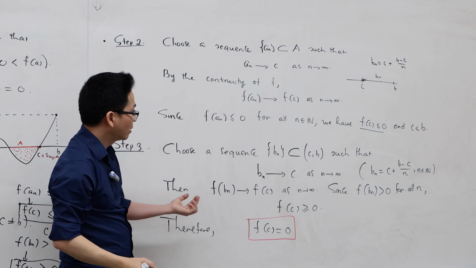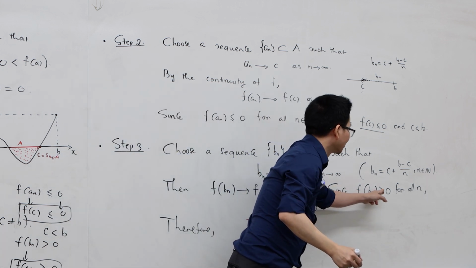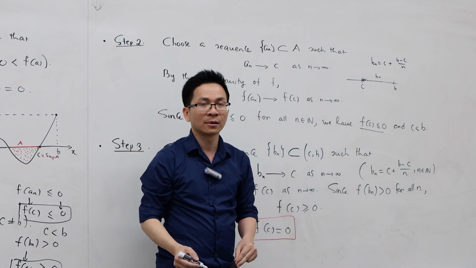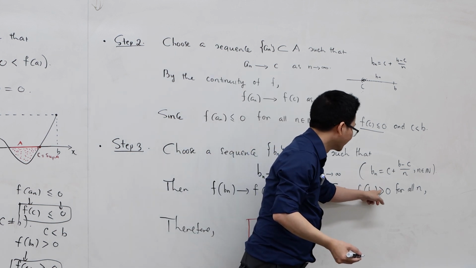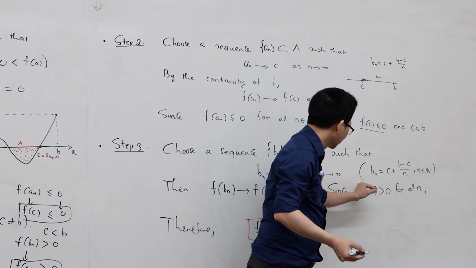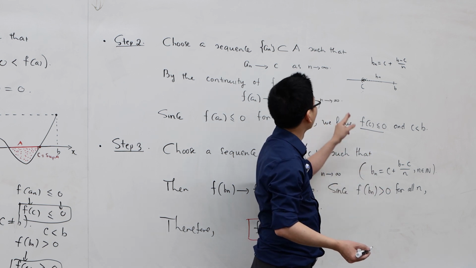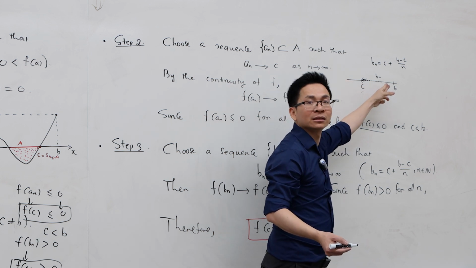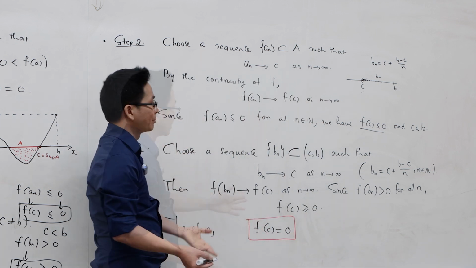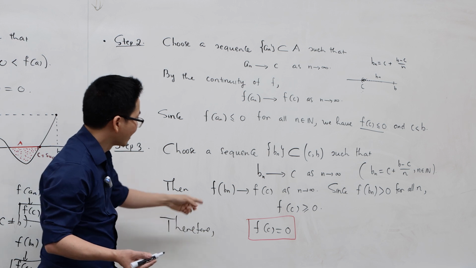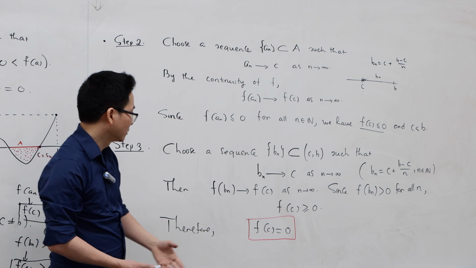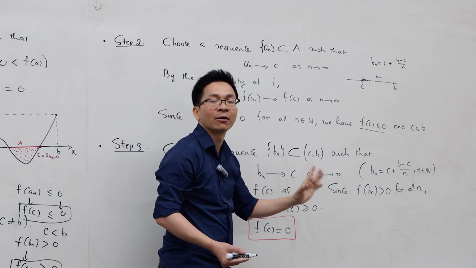As I explained before, f of Bn is strictly greater than 0 for every n. If not, then f of Bn is less than or equal to 0, and so Bn has to be in the set A. So Bn is less than or equal to C. That is not the case by the way we choose Bn. So again, since f of Bn is strictly greater than 0 for all n, and f of Bn converges to f of C as n goes to infinity by the continuity, we have that f of C is greater than or equal to 0.